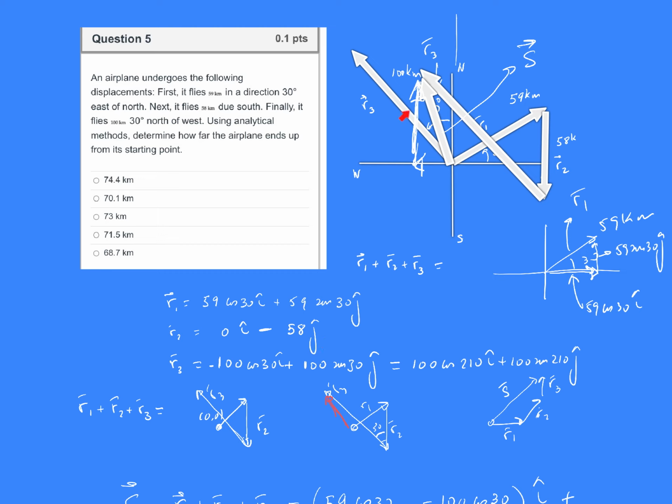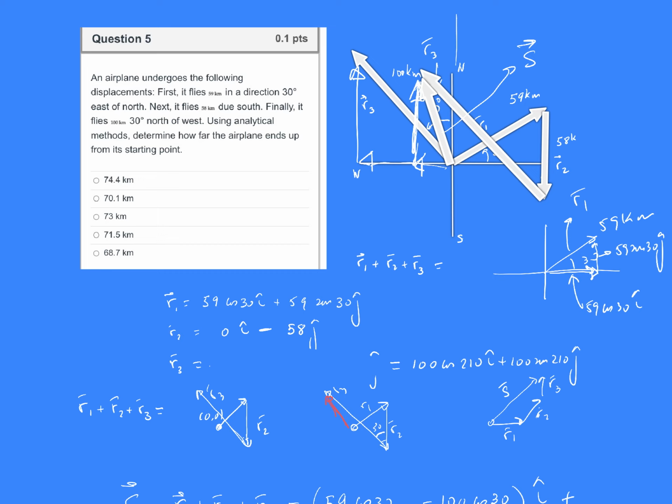Who is R3? R3 is this vector, the vector that has magnitude 100 kilometers and has 30 degrees here. So this vector is the sum of this vector plus this vector. What is this vector? This vector is 100 cosine of 30, no, it is not this vector. Oh, I made a mistake. Let's correct. I made a mistake. This is not minus 100. Okay, let me correct this vector.